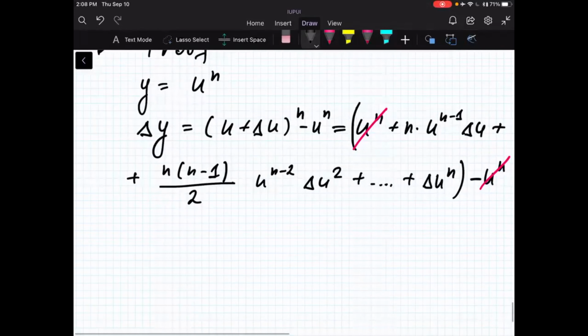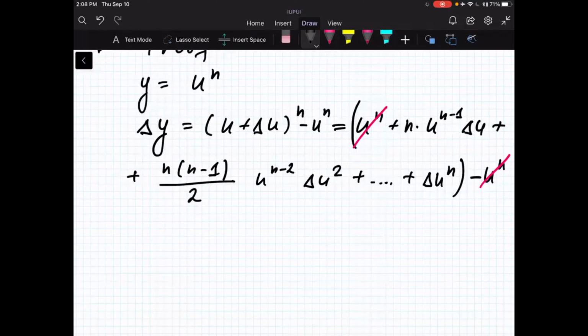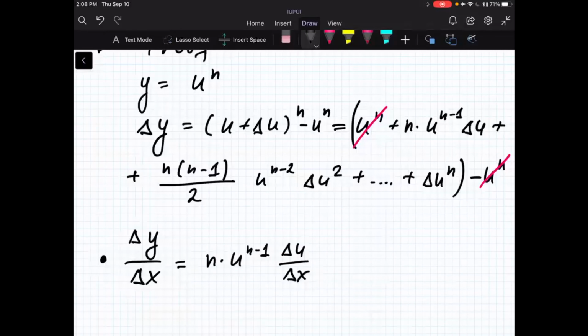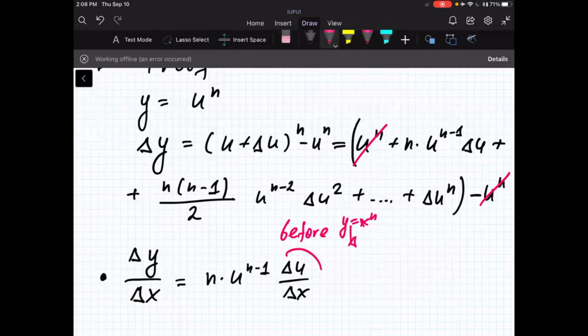And so I get a long expression. In the same way as we did when we developed the power rule, the next step is to consider delta y over delta x. Again, I will divide it term by term. So I'll get n times u to the power n minus 1. Then, before, for y equals x to the power n, here was delta x over delta x, and that was 1.